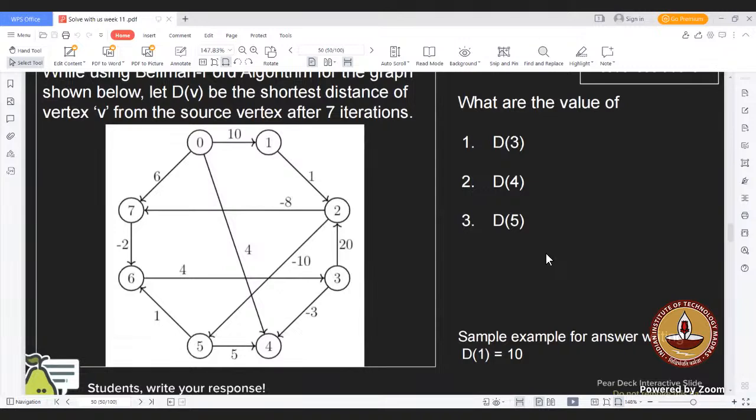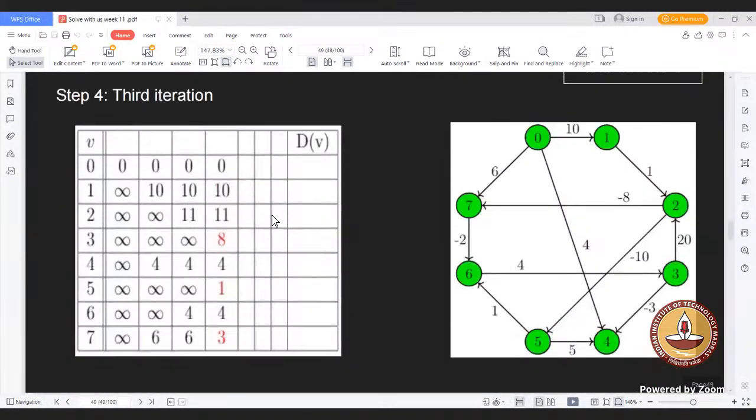Can you show the tables for one more second? Sure, this is still the third iteration. You can also check that if you do the 8th iteration, the value of the 7th and 8th would be the same. It will converge after 7 iterations because there are no negative cycles in this graph. If it doesn't converge, then we can say there are some negative cycles.